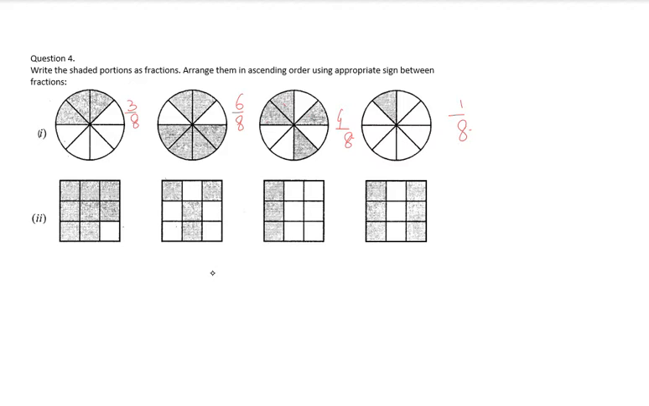Now the question is to arrange them in ascending order. So you understand very well. 1 by 8 is lesser than 3 by 8, is lesser than 4 by 8, lesser than 6 by 8. So this is the ascending order.